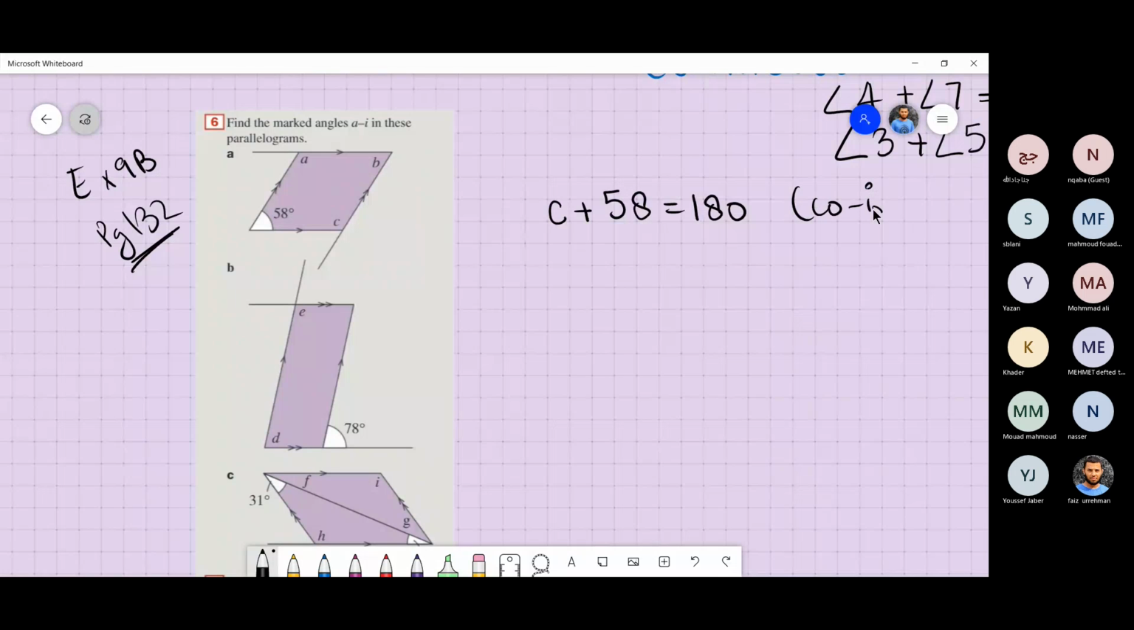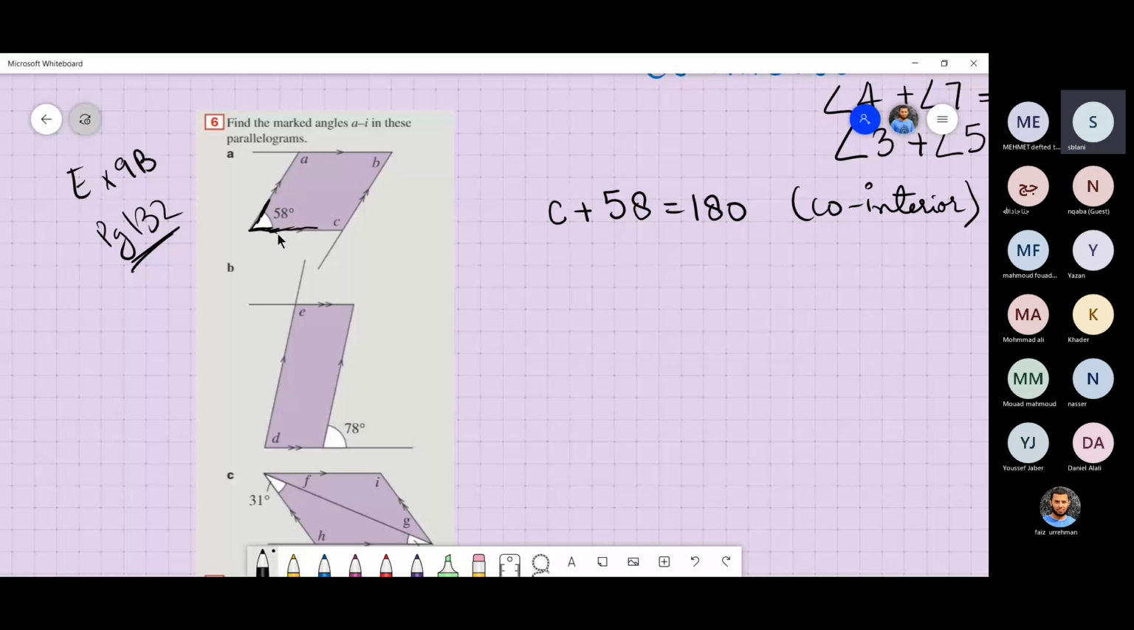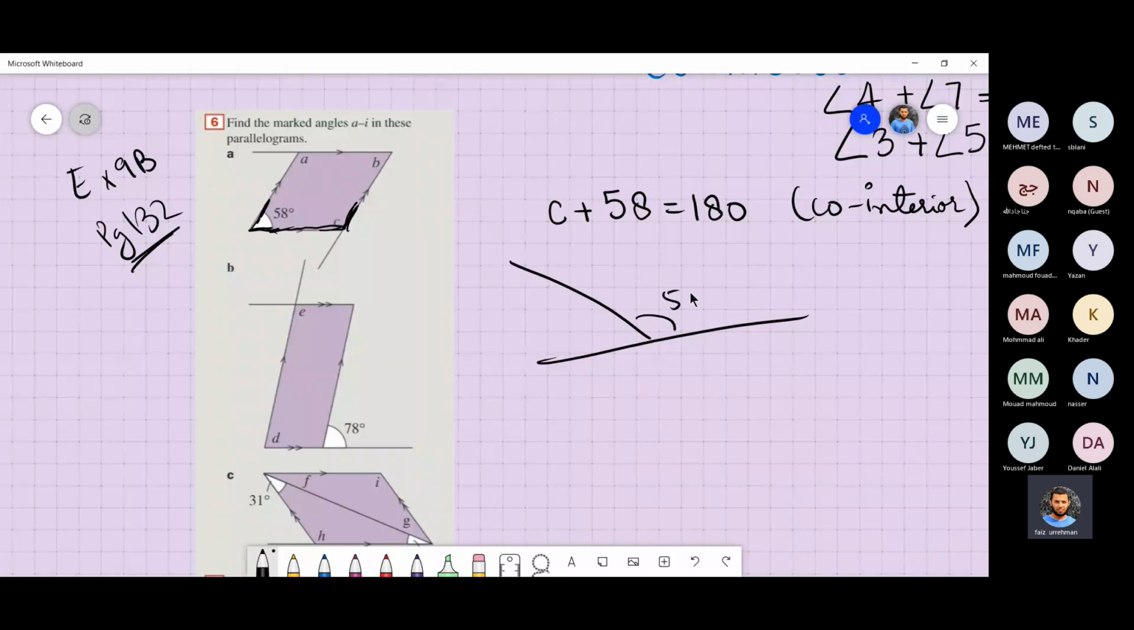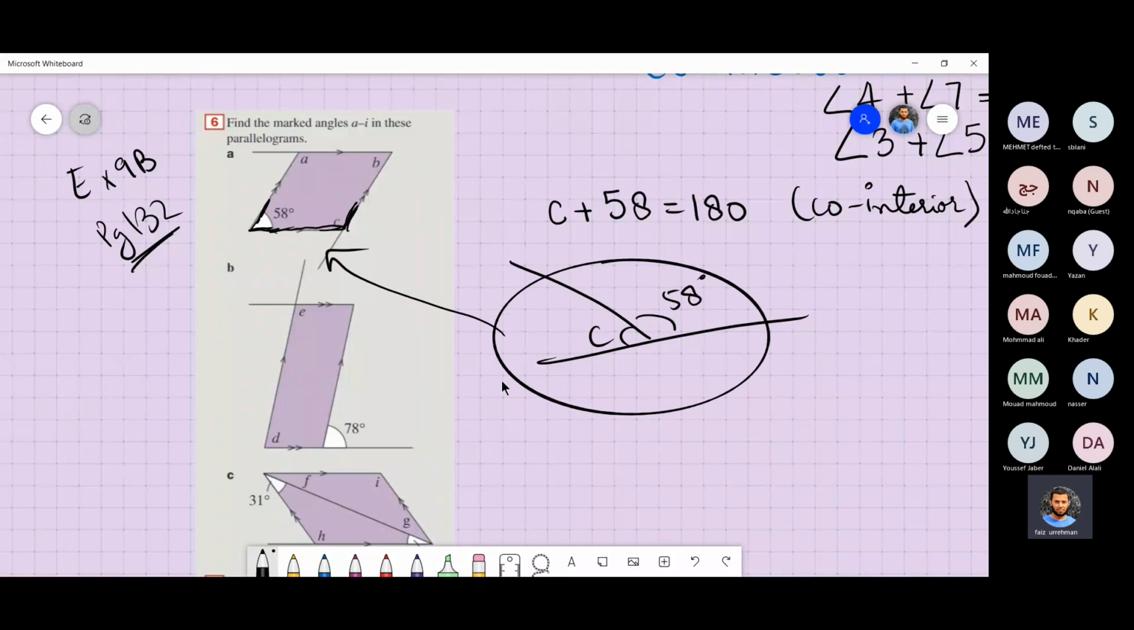Reason is what? Because they are a straight line. Not a straight line. They are co-interior. This is what I'm telling. This is a co-interior angle. Sorry, a straight line is like this. This is 58, this is C. Is this diagram available here? No, totally no.